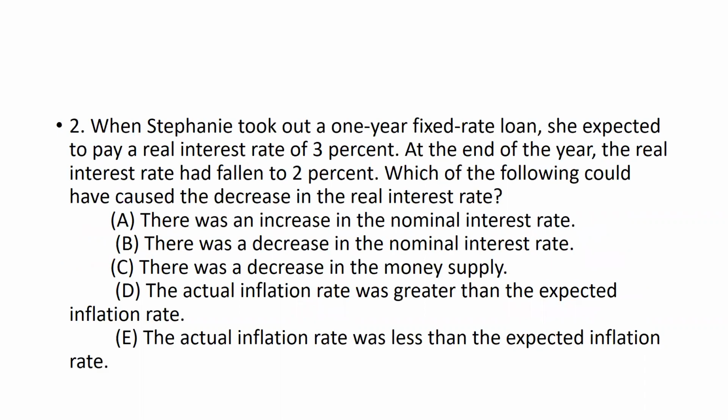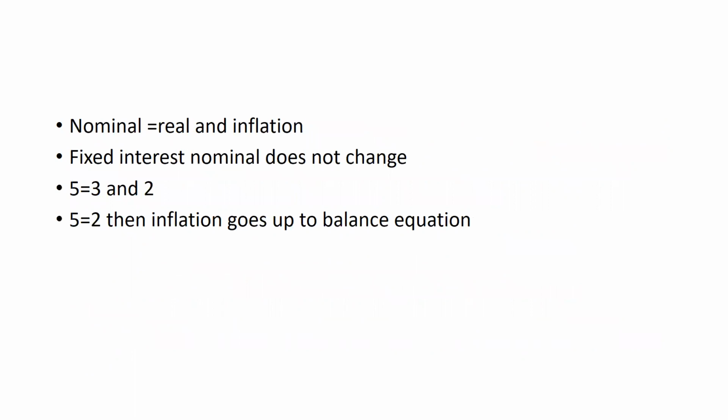All right, when Stephanie took out a 1-year fixed loan, if it's fixed, that means nominal interest is not changing. She expected to pay a real interest rate of 3%. At the end of the year, the real interest rate has fallen to 2. Which of the following could have caused a decrease in the real interest? All right, so I'm going to go with nominal equals real plus inflation. The fixed interest, like I said earlier, states nominal doesn't change. So let's just pick a number and say the fixed interest is 5.